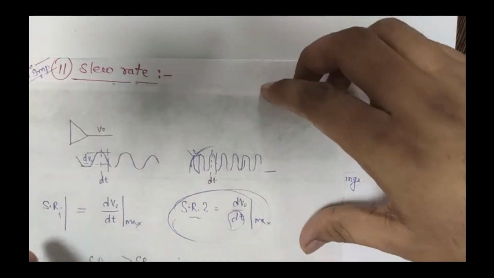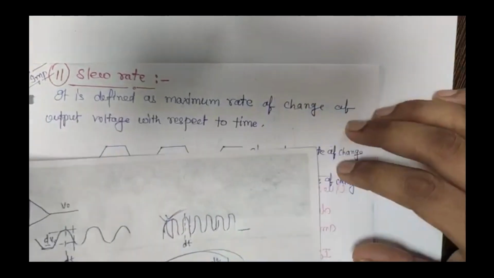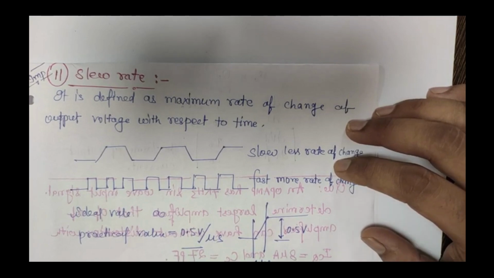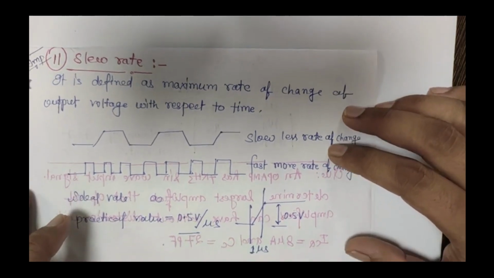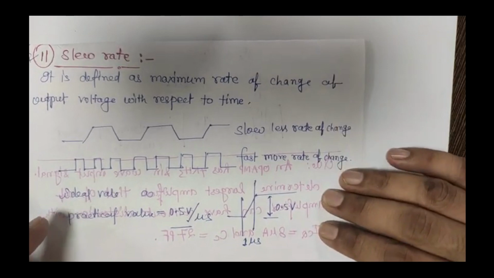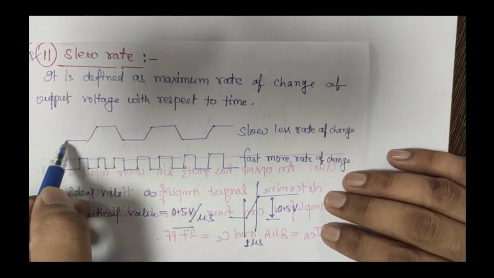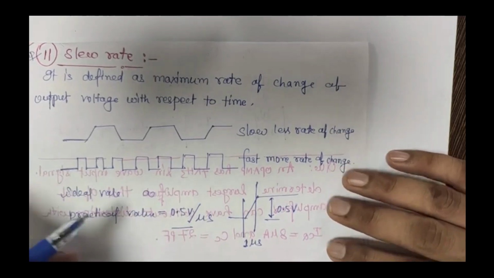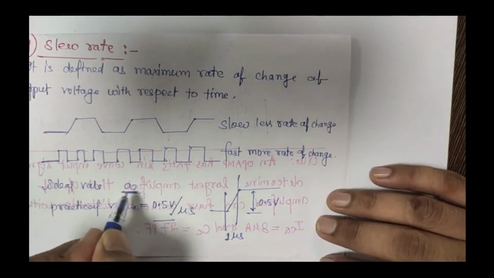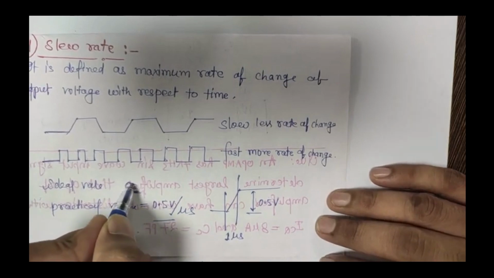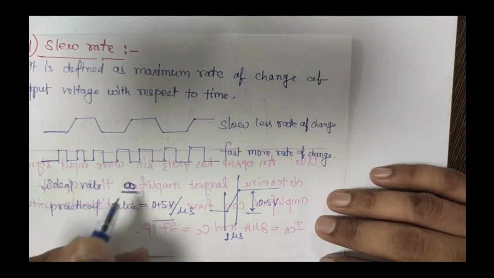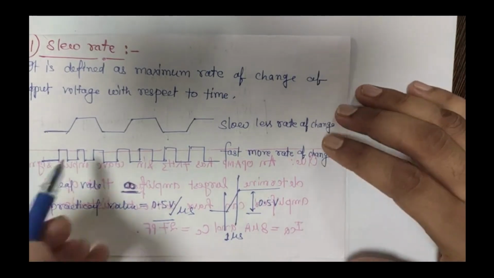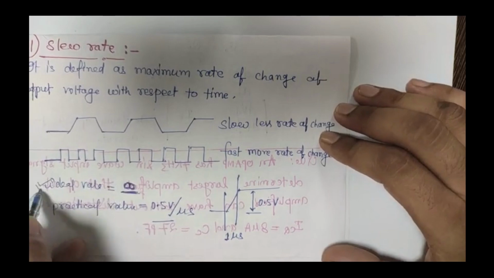But there is a limit, a maximum rate that is supported by the operational amplifier. So up to that point only can we increase the frequency of the output. So slew rate for this waveform will be smaller and slew rate for this waveform will be larger, because this is fast. Ideally the operational amplifier should support infinite frequency, meaning very high frequency, very small time. So the ideal value for slew rate is infinite.